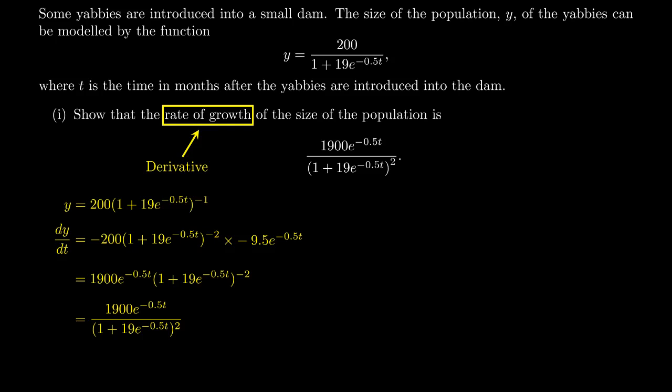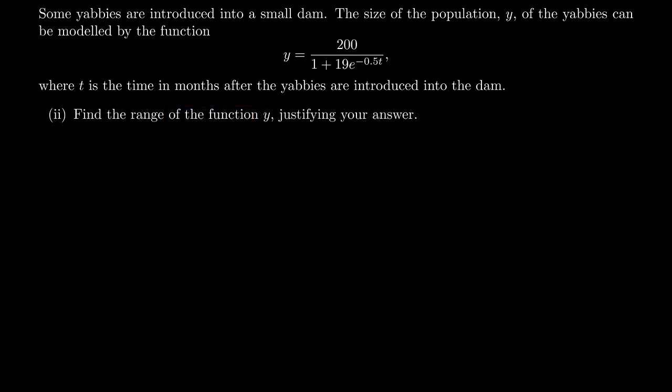Alright, the second part says find the range of the function y, justifying your answer. So normally when we want to find range, we have some idea of what the function looks like. We normally have a graph or something, and we look at what the y values are going to be. But this time we don't have that, and it looks quite complicated, right? But what we do have is the gradient, the derivative from the previous part. So that's going to help us a fair bit here.